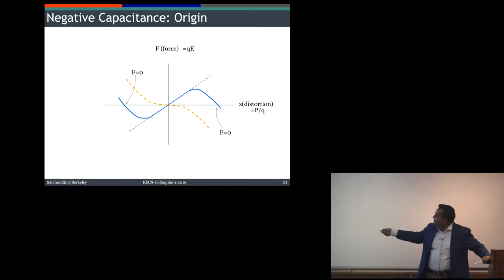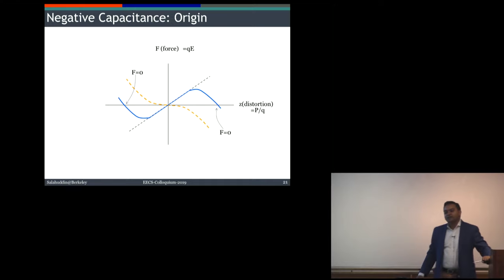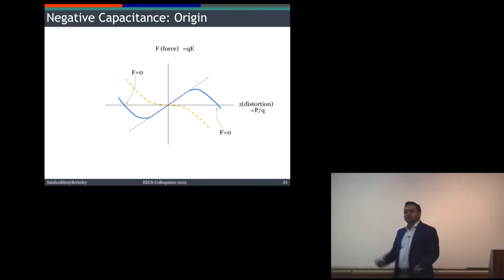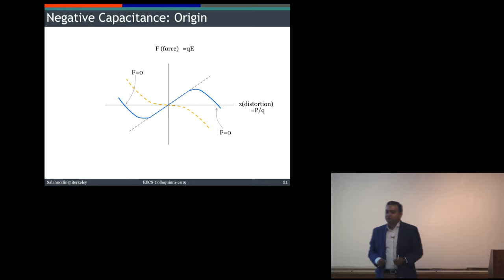Right here, the distortion is zero, so it's a trivial solution. We don't really worry about this. So it will sit either here or there. This is why a ferroelectric material gets spontaneously polarized. It goes to a certain polarization where its force, because of this electric field, is exactly balanced out by the mechanical force. Okay? So remember that force is QE, so this axis is basically proportional to electric field. This axis is distortion, this is basically proportional to polarization.